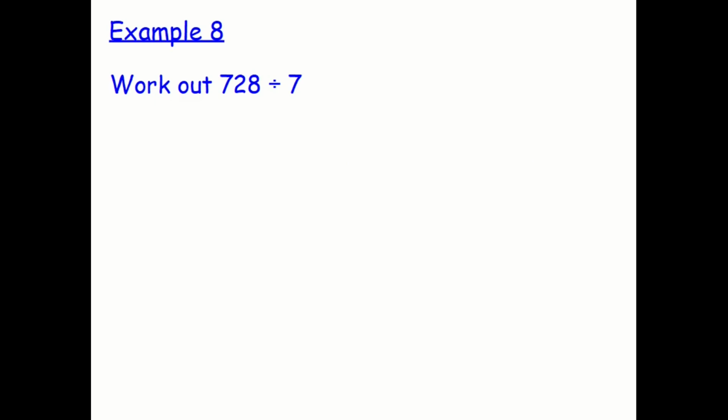Similar example, 728 divided by 7. Let's do the bus stop. Not quite that big. Put the 7 on the outside, 728 on the inside.